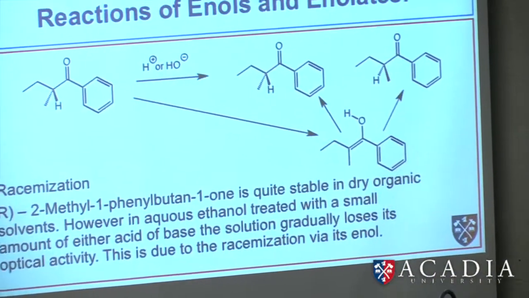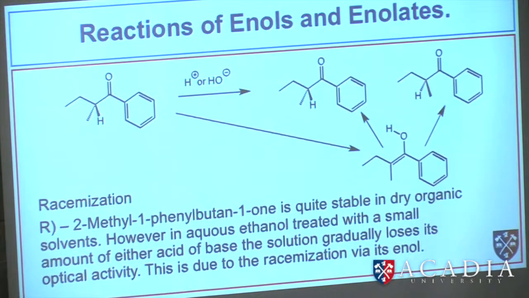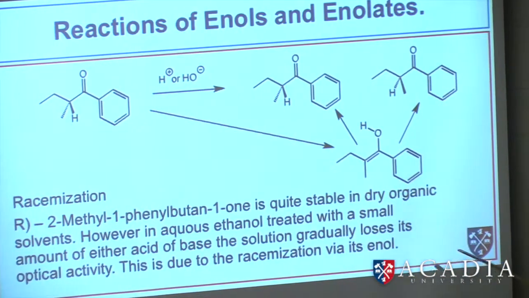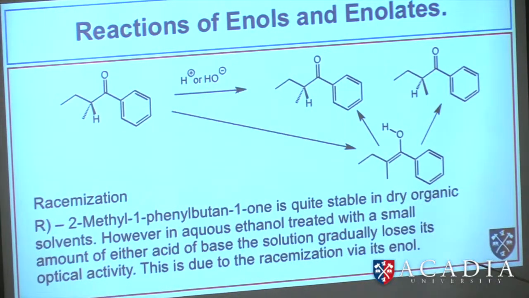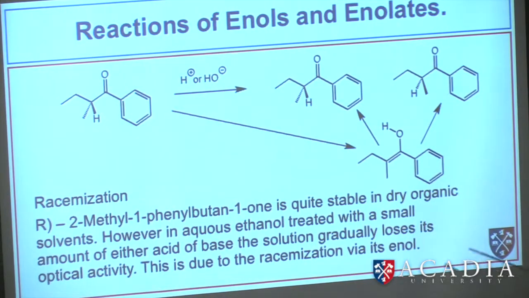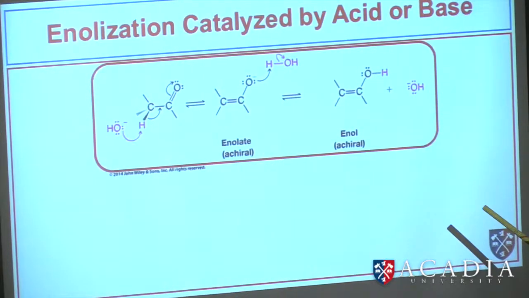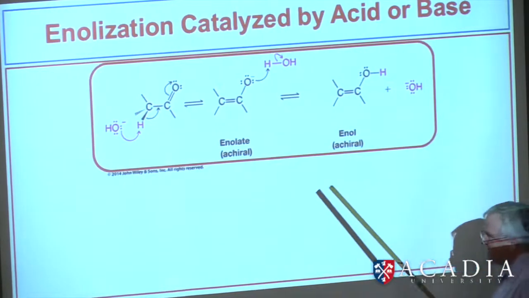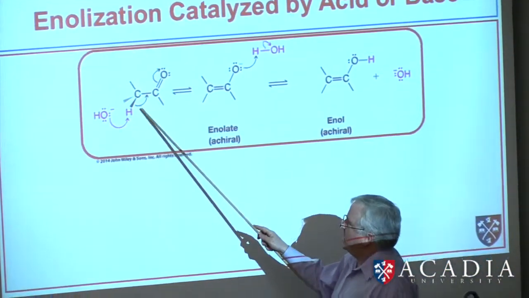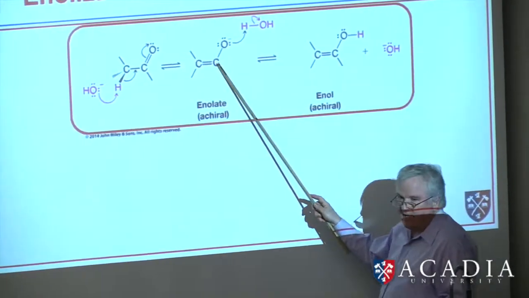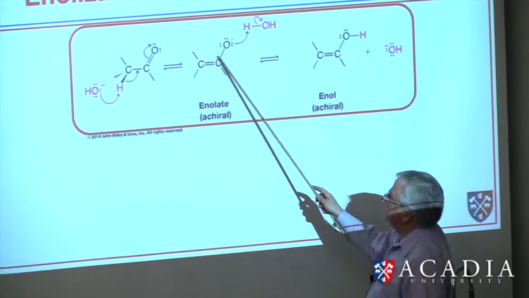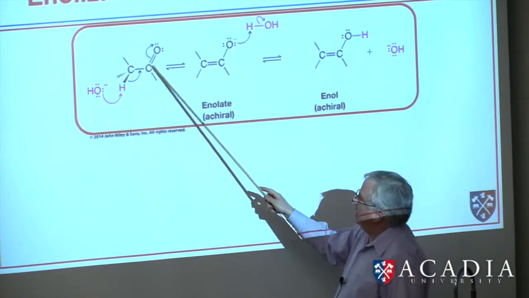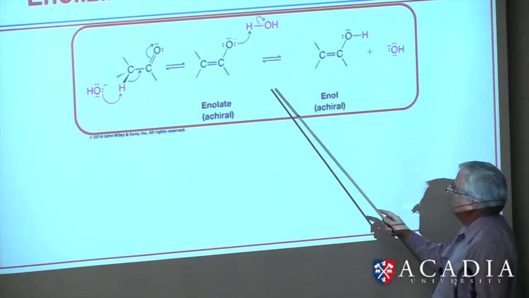So we talk about what the acid does. In aqueous ethanol treated with a small amount of either acid or base, the solution loses its optical activity, and this is due to racemization via its enol. Let's take a look at the enolization, and it can be catalyzed by acid or base. If we have a base, it will come along and remove that proton to form the enolate. The enolate, that's in equilibrium. The enolate can just pull the proton back off of that base, and we get this equilibrium established.